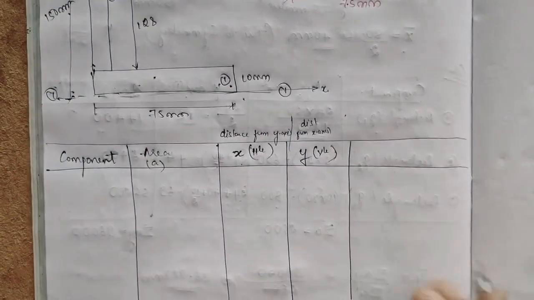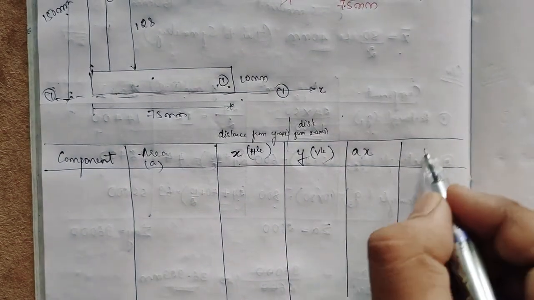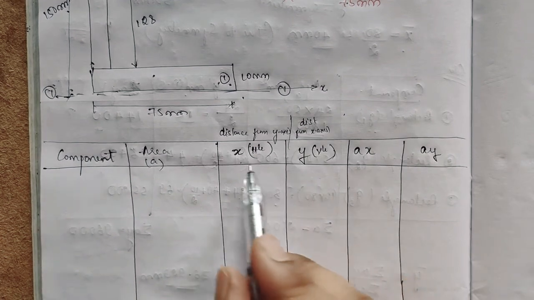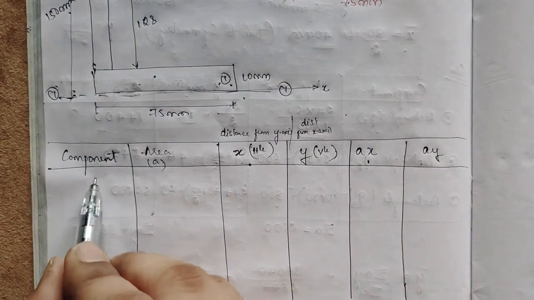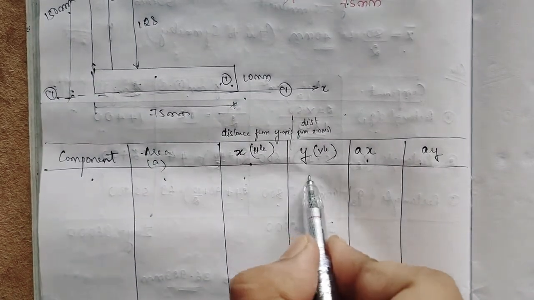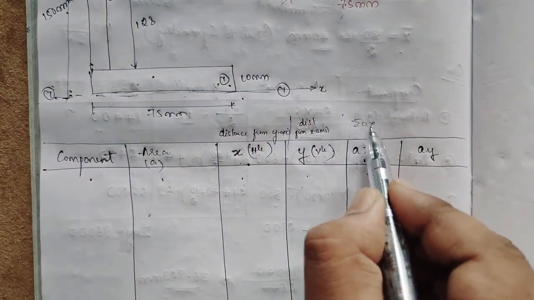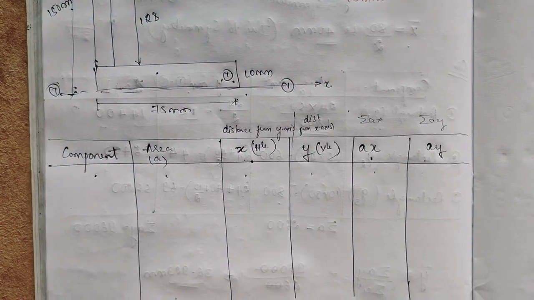Now another thing, A into X, A into Y, as I already said. So if X is not given, we have to take A X and A Y. What we have to do is calculate the area of the component, the x distance, the y distance, and multiply. You will get sigma AX at last, and sigma AY here at last. Then with the formula you can calculate.